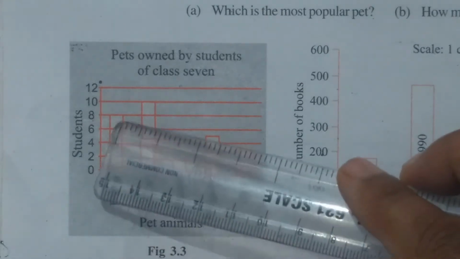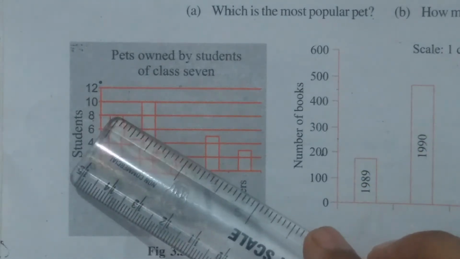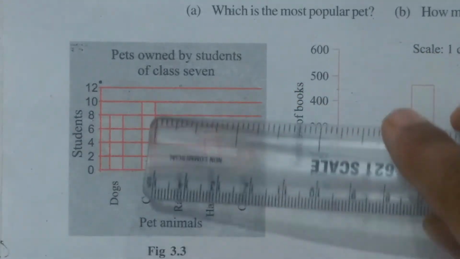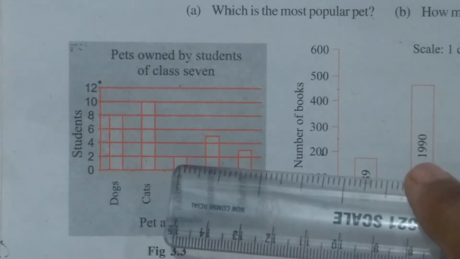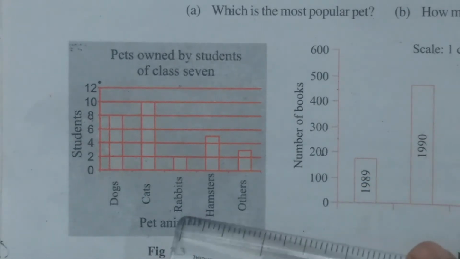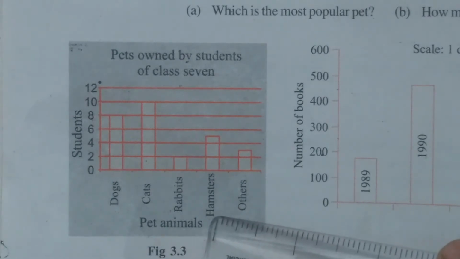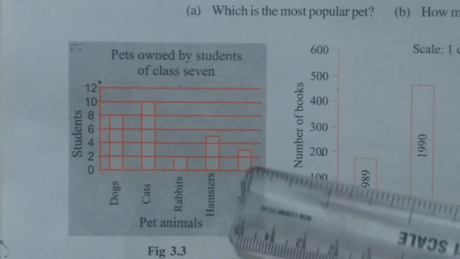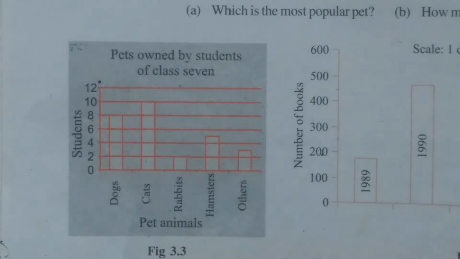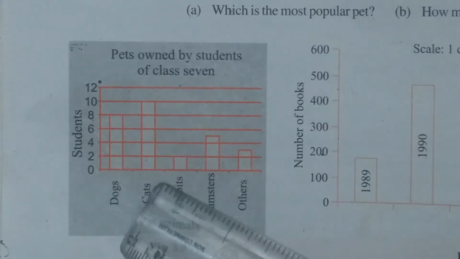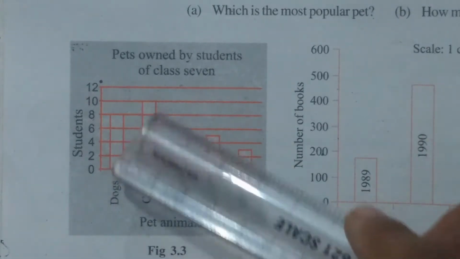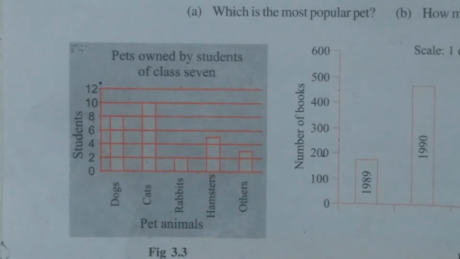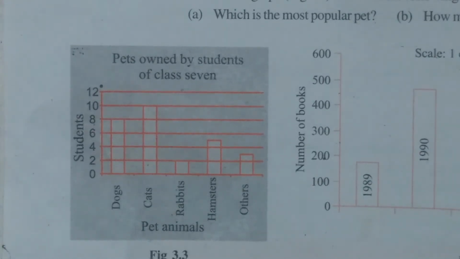Here, dogs mean 8 students are liking dogs. Cats mean 10 students are liking cats. Rabbits, only 2 students are liking rabbits. Hamsters mean 5 students are liking hamsters, and others, 3 students are liking others. So the most popular pet in this bar graph is cats. This is the first answer.